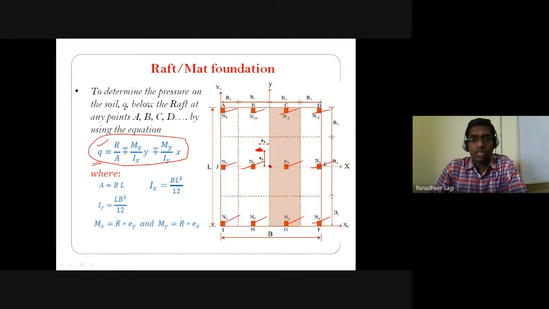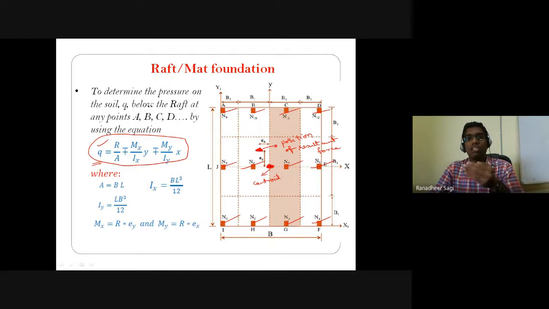But whereas this is the centroid of your raft structure, this is the position of your resultant force. So what is happening when the position of the resultant force is not passing through the centroid of that raft foundation? Then it means that the resultant force is eccentric with respect to the centroid position of that particular raft.